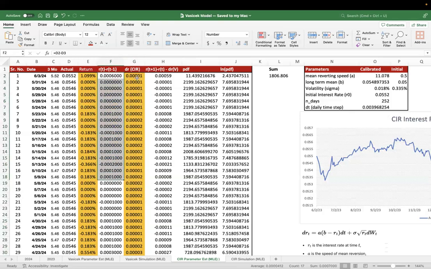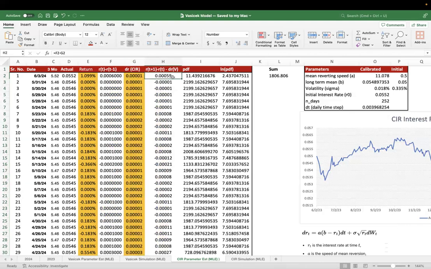So basically, the 3 month interest rate modeled through the CIR model should be close to the actual interest rate that we see in the market. This is the actual and this is the modeled interest rate. Column F is the actual change in interest rate, and column G is the change in interest rate through the CIR model.